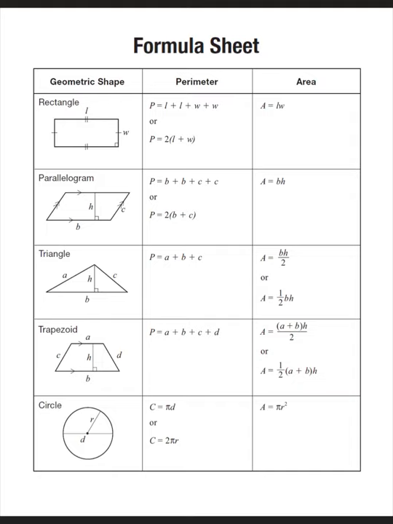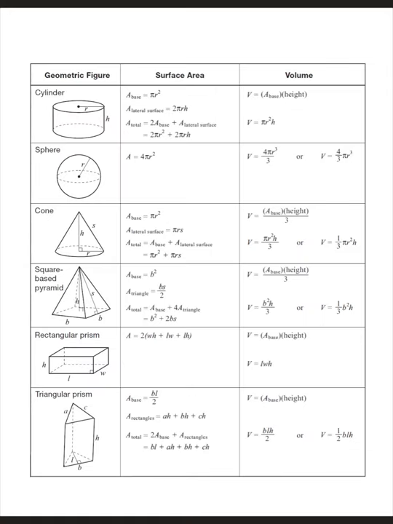The sheet you'll be able to use for this unit has the formulas for perimeter and area of some of your common shapes, as well as the surface area and volume of some of your common 3D shapes. So it's important to understand where all these variables come from, and I'll refer back to this during the notes to help you understand where some of the components of each formula come from. So our triangular base prism is right here.